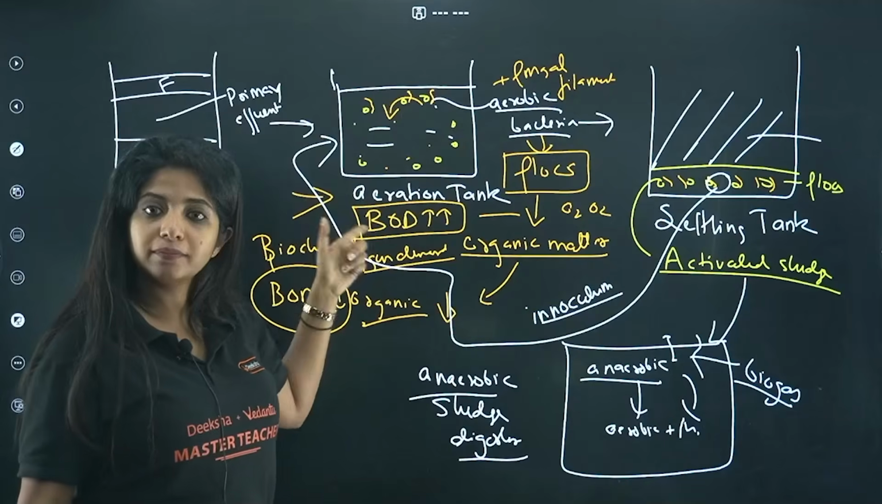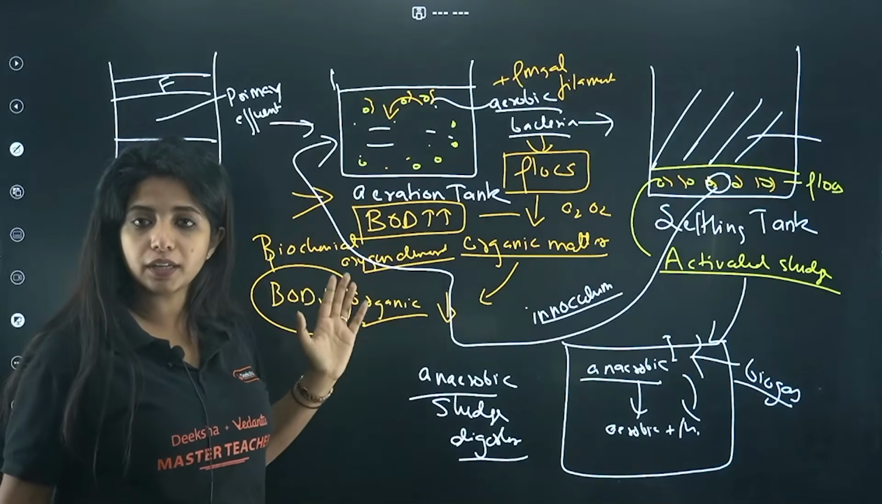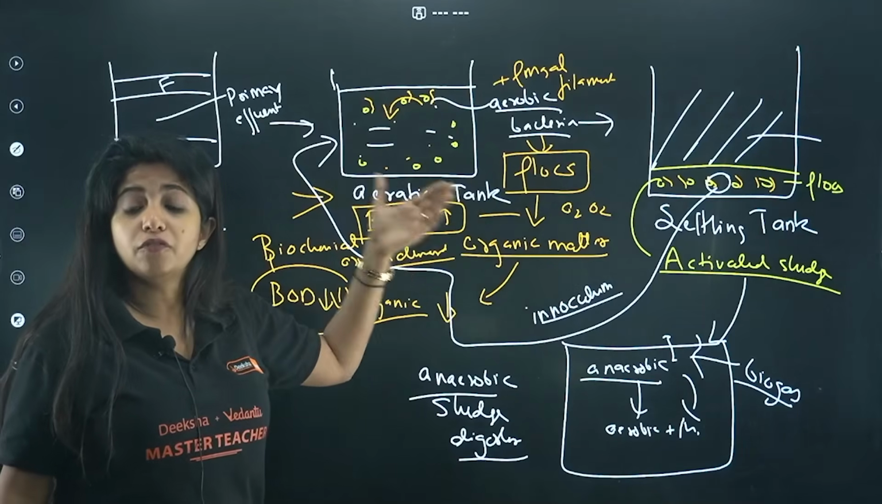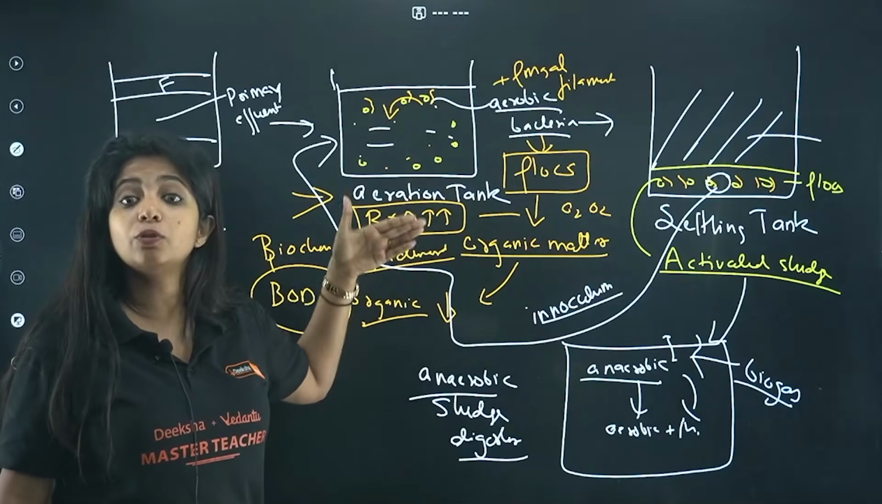Aeration tank is for what? This particular thing. Secondary treatment is started off here. What are flocs? Why are flocs important? Because they are the ones that are going to break down the organic matter into simpler compounds.